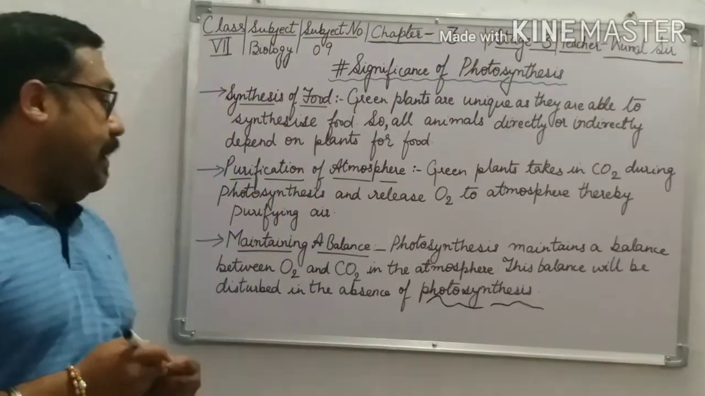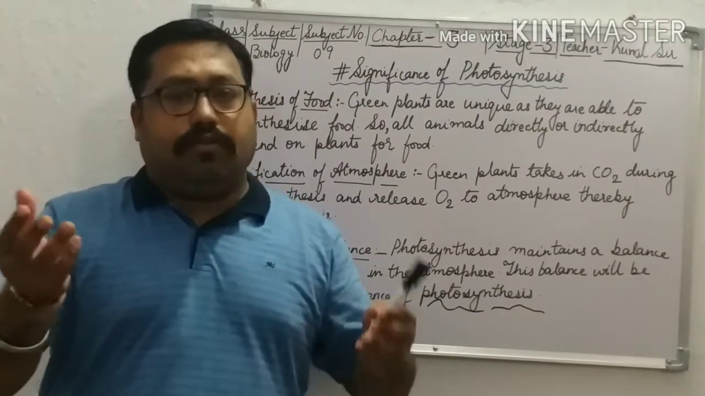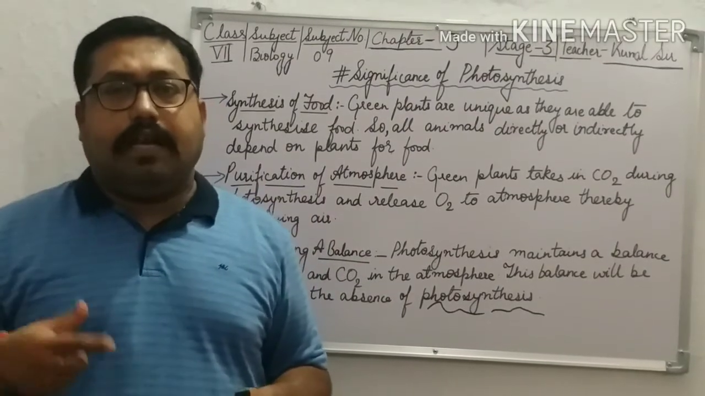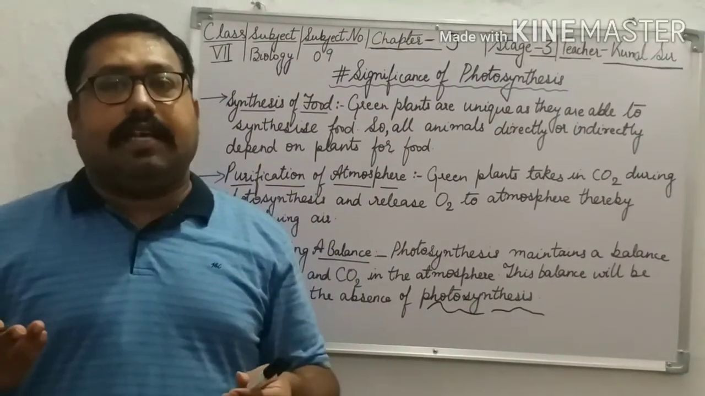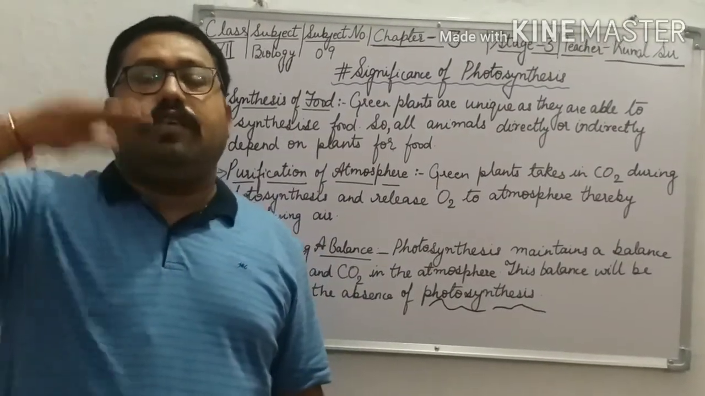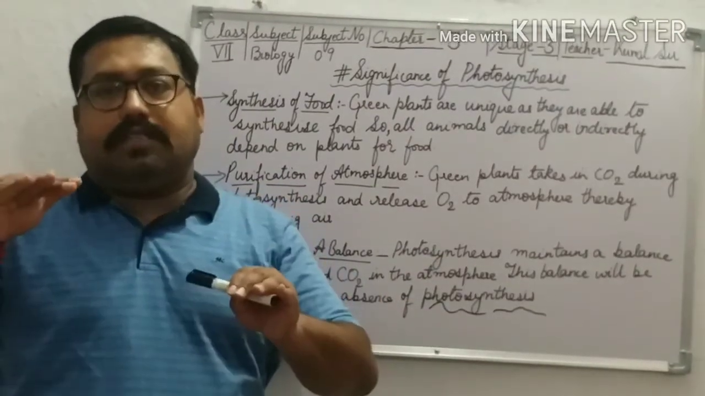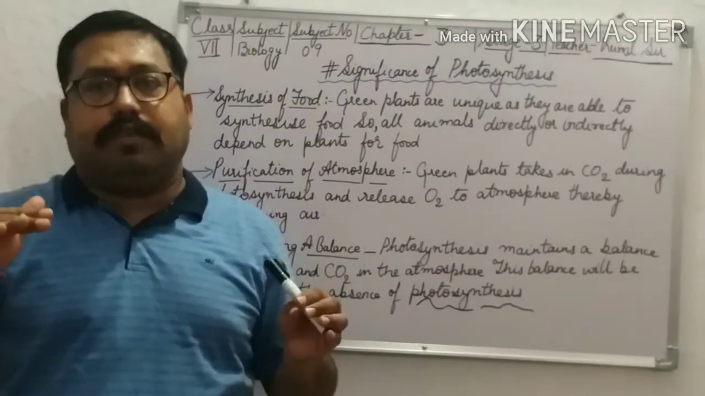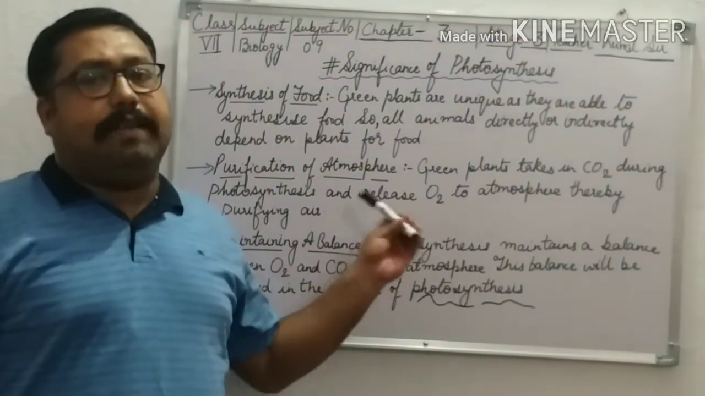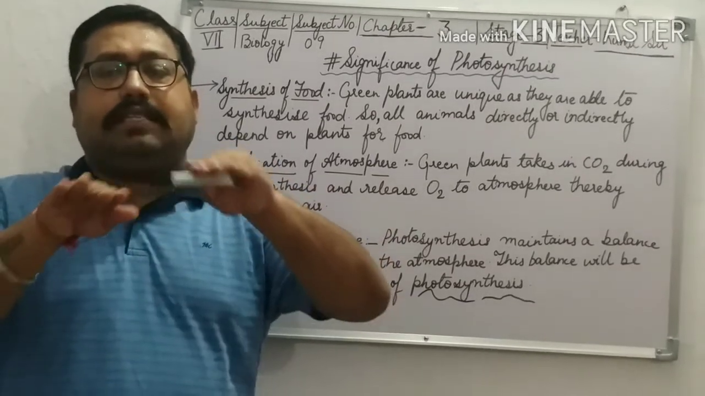Okay, why am I saying this? Because if the photosynthesis process will not be available, the plants will not be able to take the carbon dioxide gas from the atmosphere, and they will not release the oxygen gas. So the balance will be disturbed, because there will be chances of an increase of carbon dioxide gas in the atmosphere and a reduction in the oxygen gas in the atmosphere. So the balance will be disturbed. So here the photosynthesis process helps in maintaining a balance between the carbon dioxide gas and oxygen gas in the atmosphere.